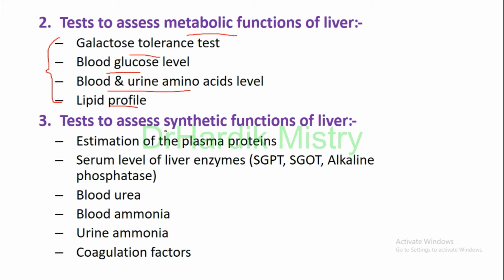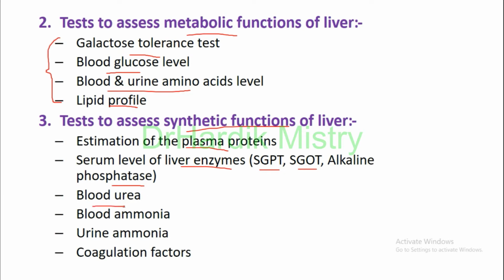Third one, tests to assess the synthetic functions of the liver. How are we going to assess the synthetic functions of the liver? We have to test the estimation of plasma proteins and serum levels of the liver enzymes, for example SGPT, SGOT and alkaline phosphatase. Here SGPT means serum glutamic pyruvic transaminase and SGOT means serum glutamic oxaloacetic transaminase. All these are the liver enzymes we have to assess for the synthetic functions of the liver.